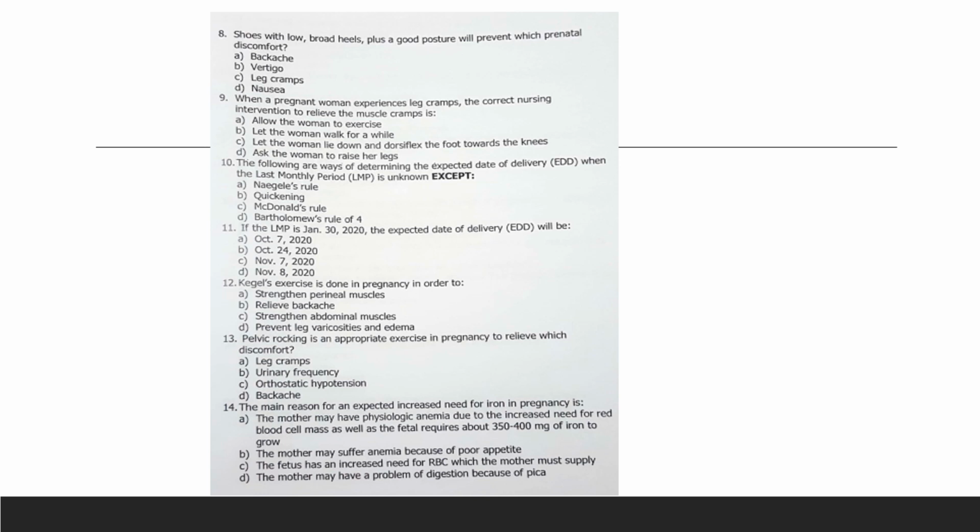Now this one, that is an exception. Whatever remains there helps us to determine the delivery of the child, or rather the fetus, to say. Okay, except for quickening. Question 11 says, if the LMP is January 30, 2020, the expected date of delivery (EDD) will be? The answer is A, October 7, 2020. Okay, there are some calculations that are supposed to be done there. So this one will actually do it.